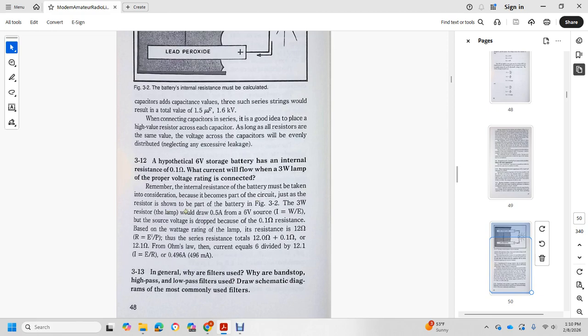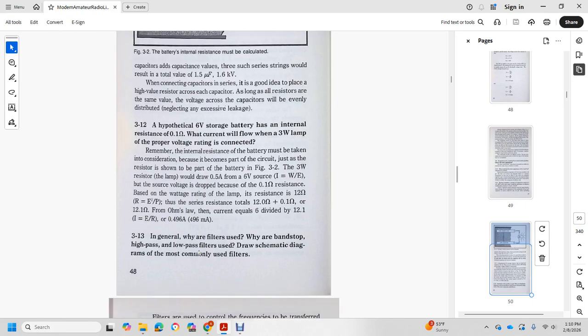The 3 watt lamp draws a half amp at 6 volts, since amps equal watts over volts. The resistance of the lamp is 12 ohms, since resistance is equal to voltage squared over power. The series resistance is 12 ohms plus a tenth of an ohm, or 12.1 ohms. By Ohm's law, the current equals 6 volts divided by 12.1 ohms, or 0.496 amps, or 496 milliamperes.